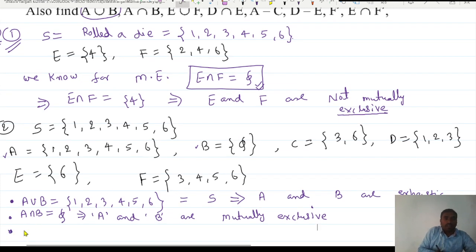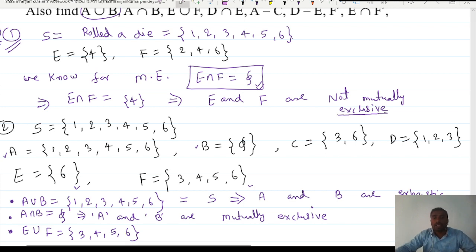Next, you have to find E union F, not intersection. If you are taking the union, this is your E and this is your F. So I think this is simply F, that is 3, 4, 5 and 6 will come. If someone asks, is it exclusive? No, because 6 is common. Is it mutually exhaustive? Again no, because we are not getting the sample space. So these questions you can work out in your mind.